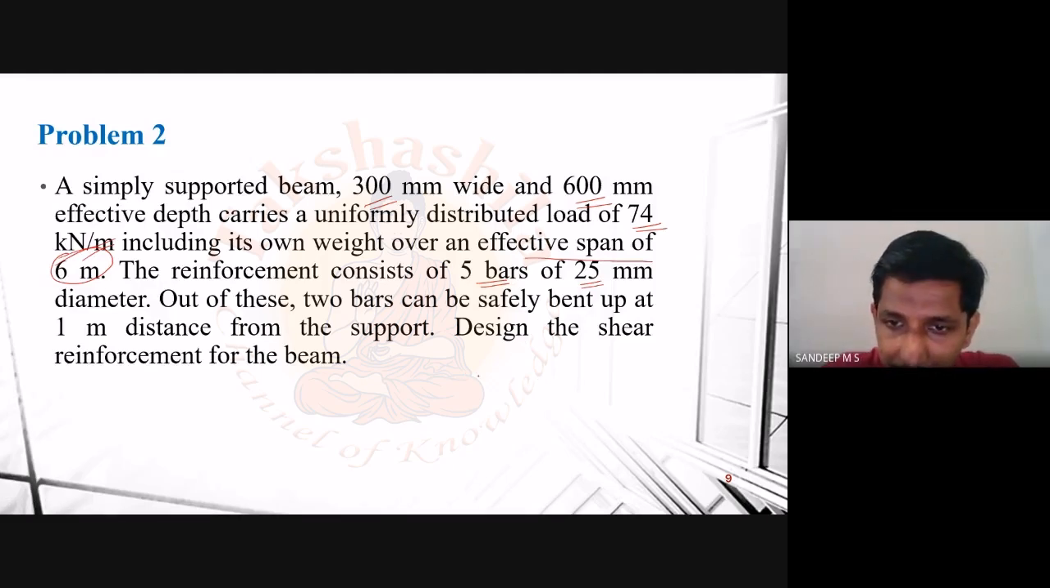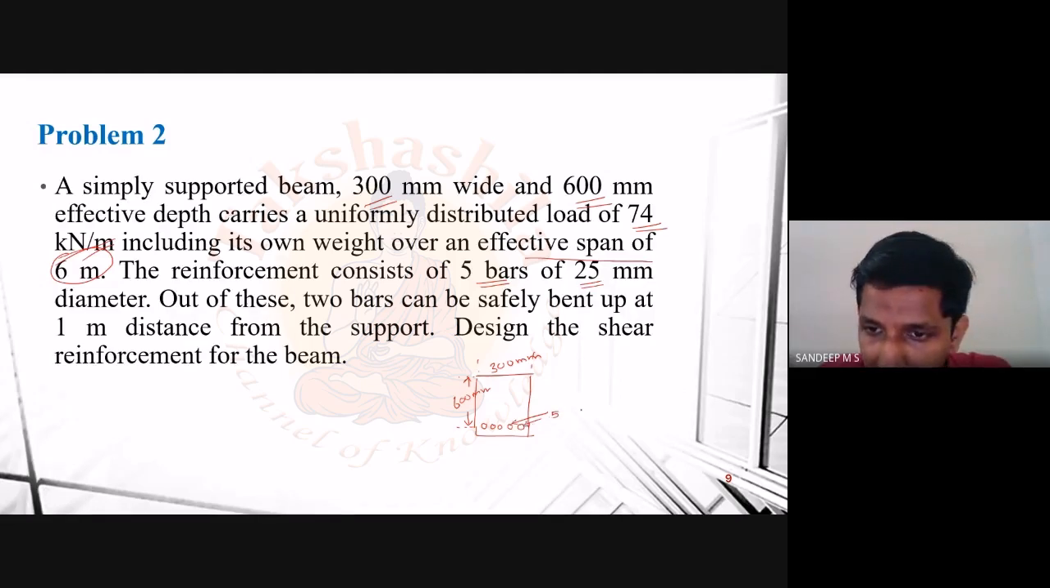So based on this, if we are drawing the section, we have a rectangular section like this. Then the width of the section is given as 300 millimeters, and the effective depth is given as 600 millimeters. That is from here to the level of your reinforcement. Okay, this is from here to here, and here you will be having 5 numbers of 25 mm bars. So this is 5 bars of 25 millimeters.